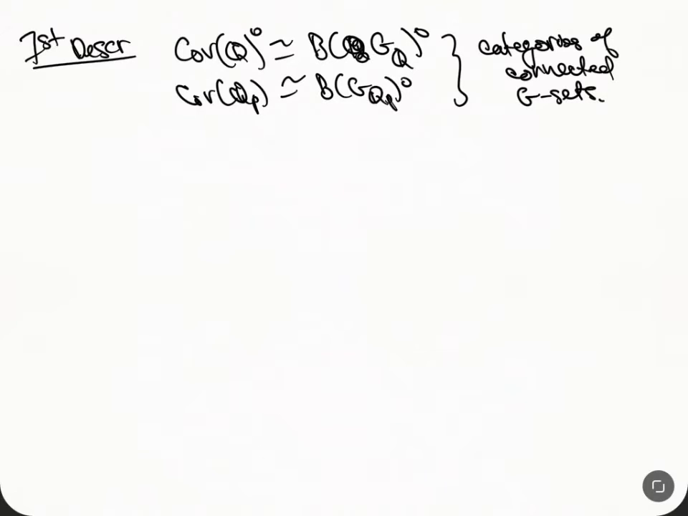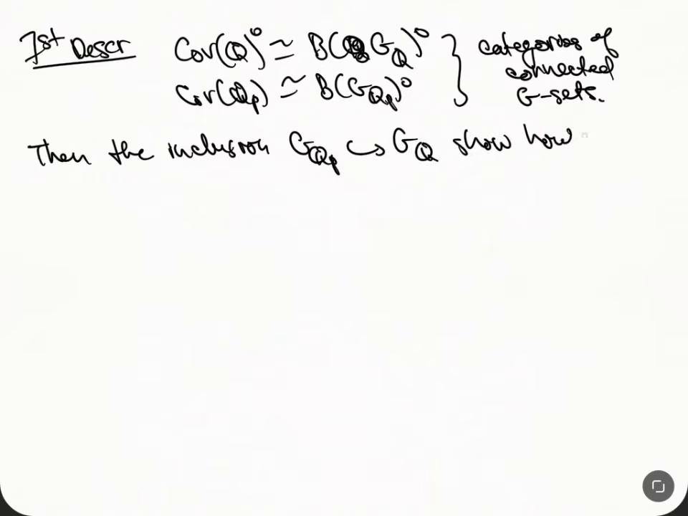Okay, finite sets, and then the inclusion of G_{Q_p} into G_Q shows how a G_Q-set can become a G_{Q_p}-set. You just restrict the action. Okay, so that's one way of doing it.